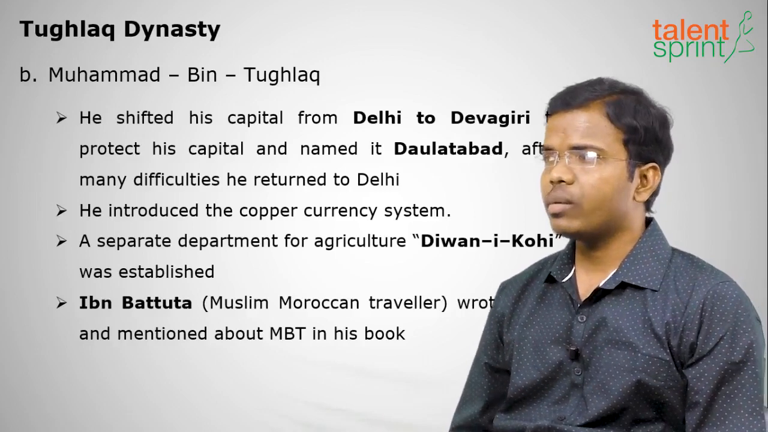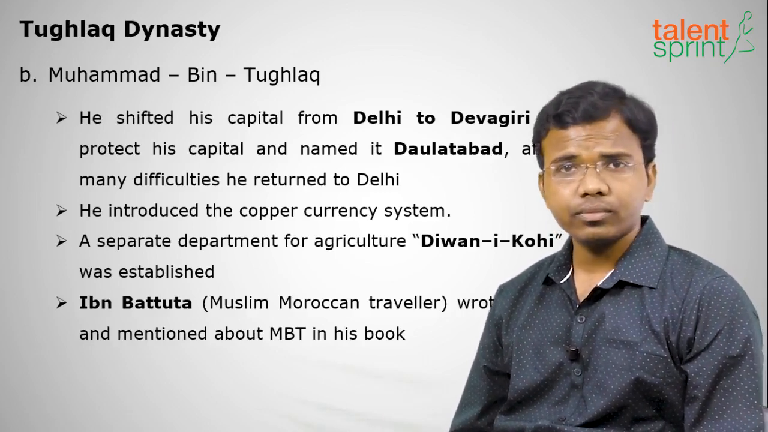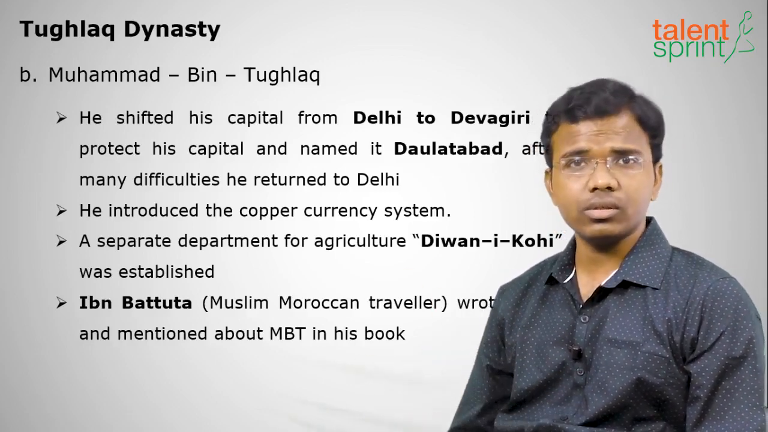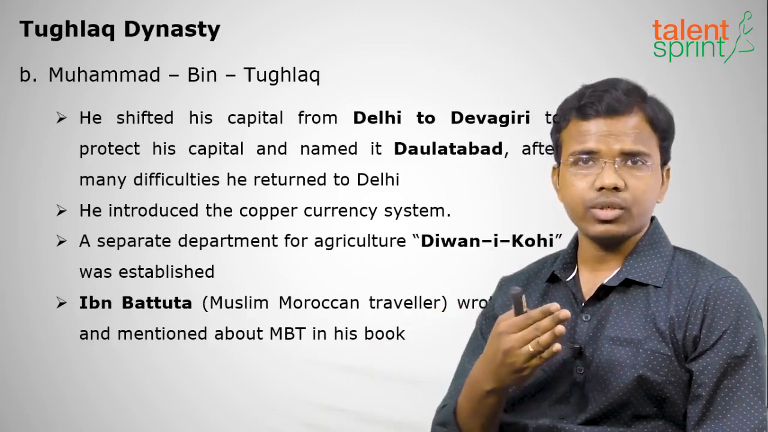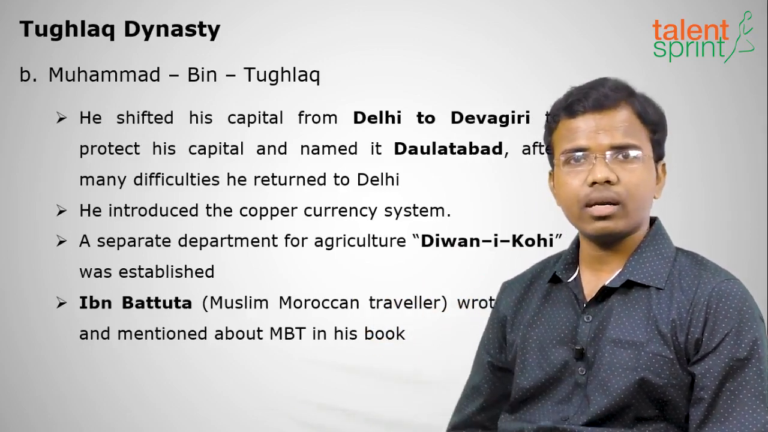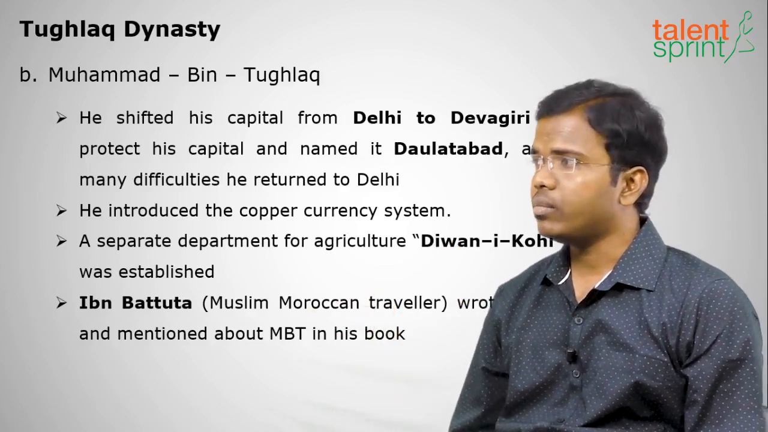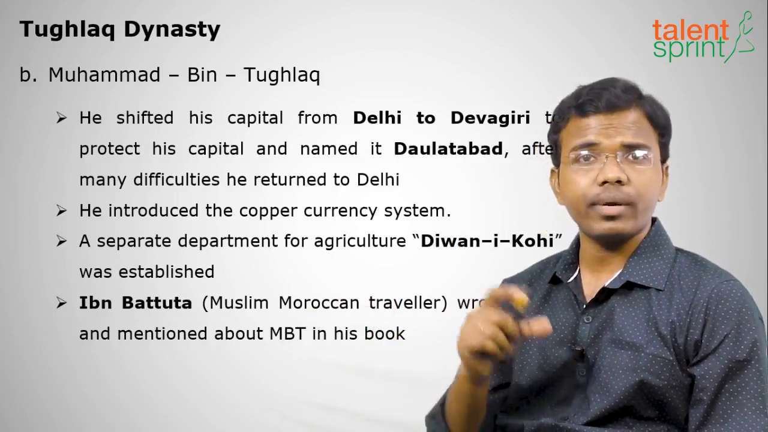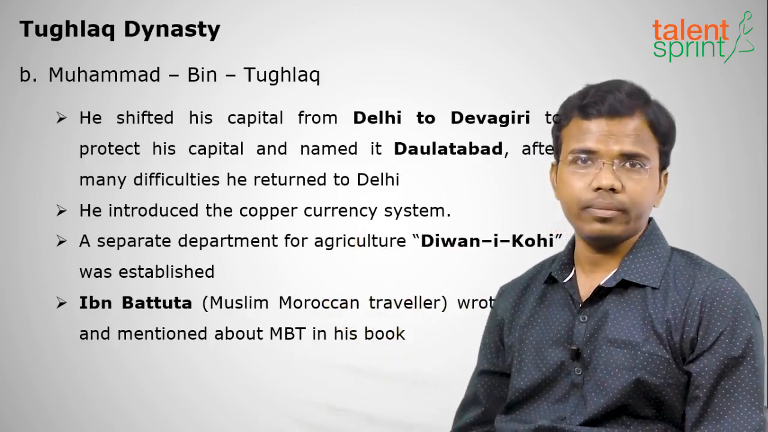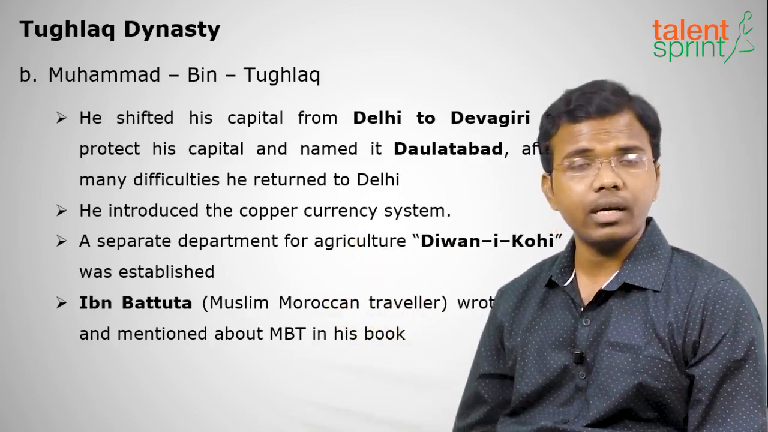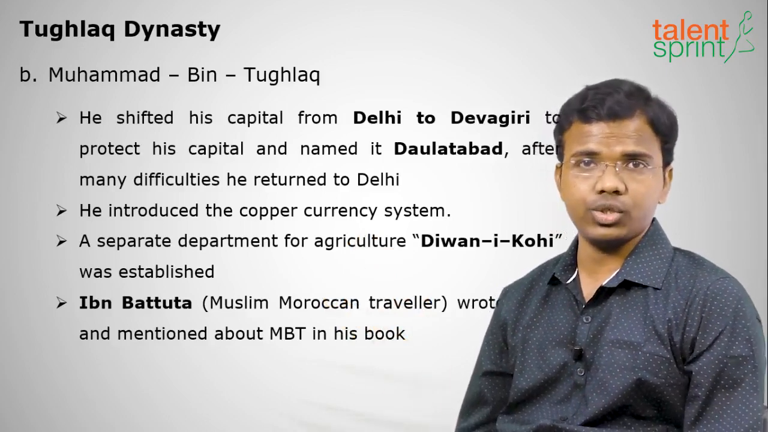Okay, and he introduced the famous copper currency system. Silver tanka was released by our Iltumesh of slave dynasty. Copper currency were introduced by Muhammad bin Tughlaq, and he established a separate department for agriculture that is called as Diwani Kohi. Okay, Diwani Kohi, the separate department for the development of agriculture.